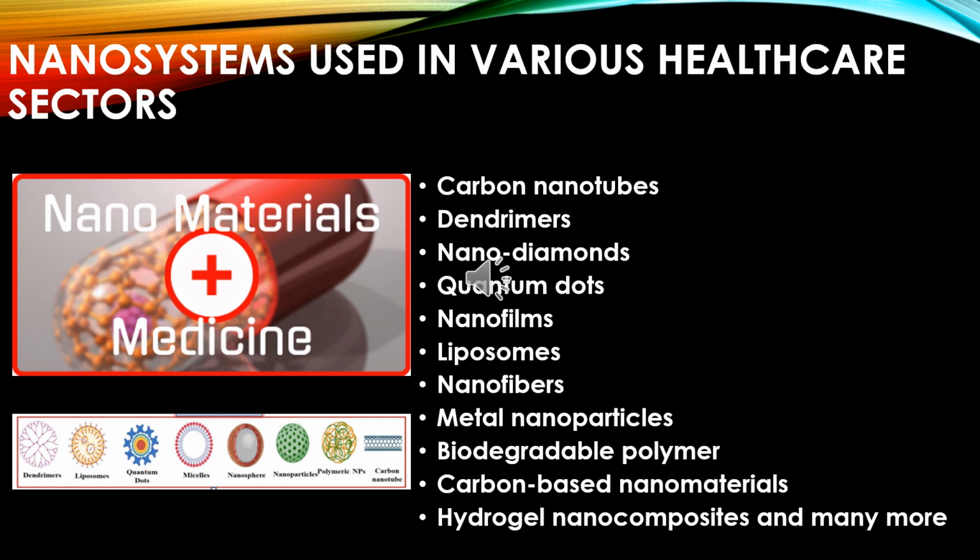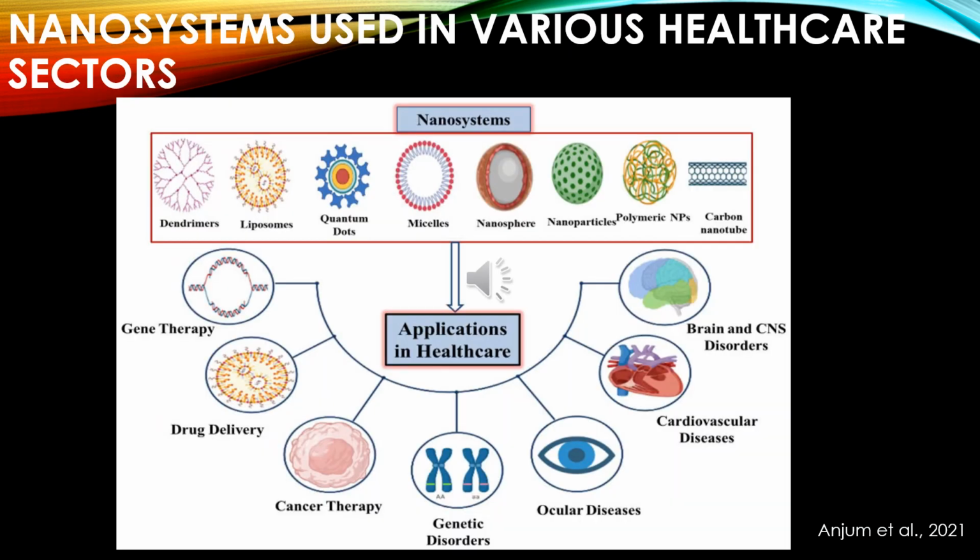Next is hydrogel nanocomposites. It is in the form of hydrogel. So it can be used as creams or gels to treat various diseases, or it can be used to target a particular site and provide us a slow and sustainable release of drugs. This is all about the different nanosystems that are used in the healthcare sector. I would like to brief up the different systems that are used in various healthcare sectors.